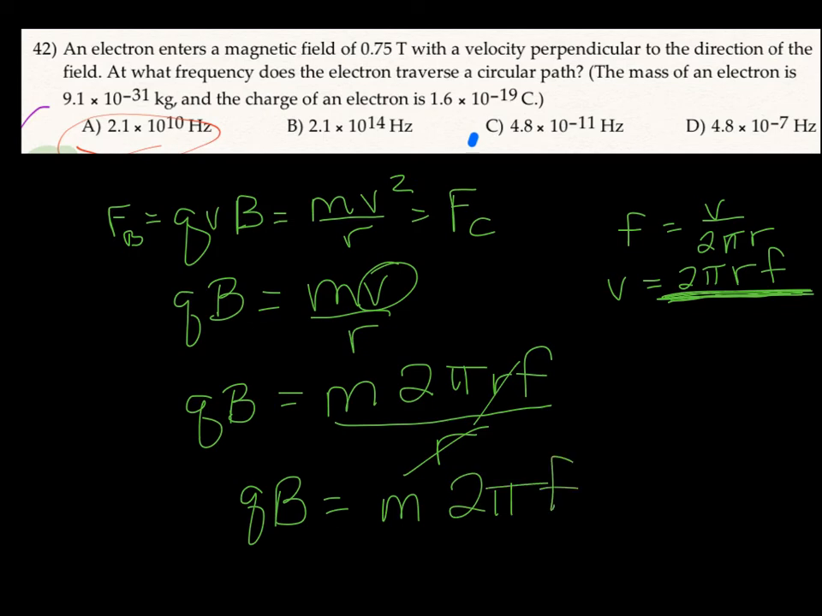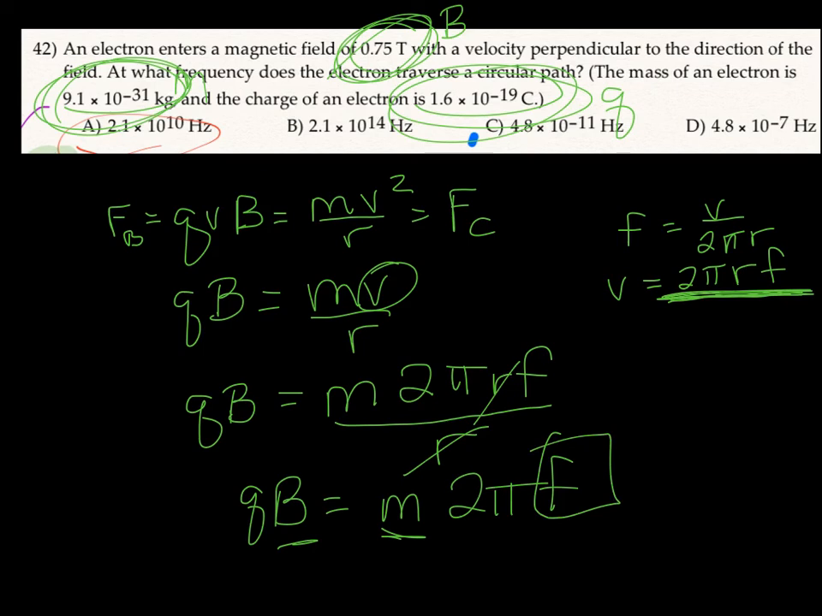And do we know the charge on our particle? We do know the charge on our particle. It's 1.6 times 10 to the minus 19, so that's Q. Do we know our magnetic field, B? Yes, we do. It's 0.75 Teslas. There's B. Do we know the mass? Yes, we do. 9.1 times 10 to the minus 31 kilograms. 2 pi is a constant. So the only unknown we have at this point is f. And so when you solve for f, you should get our answer of 2.1 times 10 to the 10.